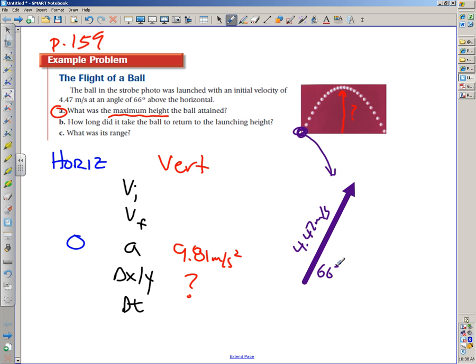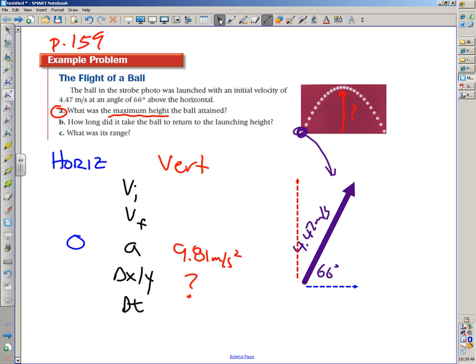But if this object is moving at an angle, what does that mean that it's doing? It's traveling horizontally, but it's also traveling vertically. This combination of 4.47 meters per second at 66 degrees is actually a combination of this motion and this motion. Right? It's actually going both sideways and up at the same time. The result of that is 4.47 meters per second at 66 degrees. Good with that? That's how this problem changes.